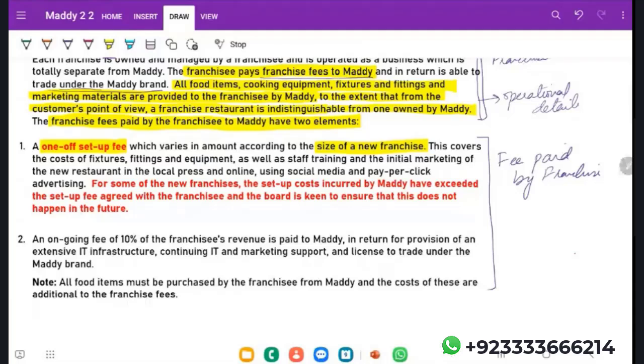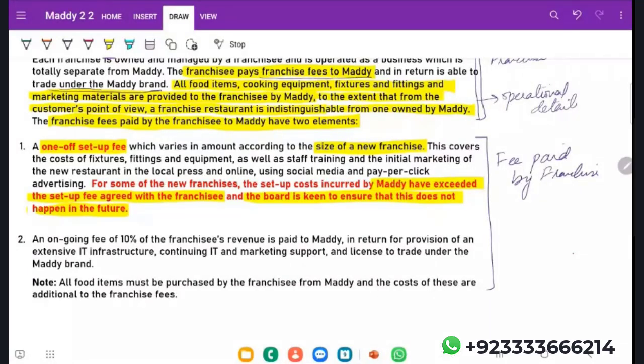For some of the new franchisees, the setup costs incurred by Medi have exceeded the setup fee agreed with the franchisee. Now, this is a problem. This is actually a problem. And the board is keen to ensure that this does not happen in future, right? So this is a problem which the company is facing with respect to the setup fee.